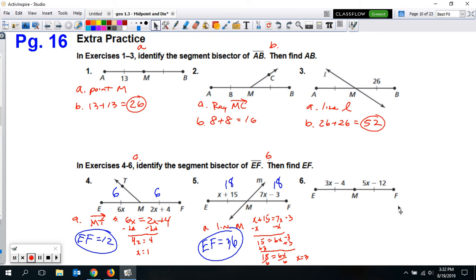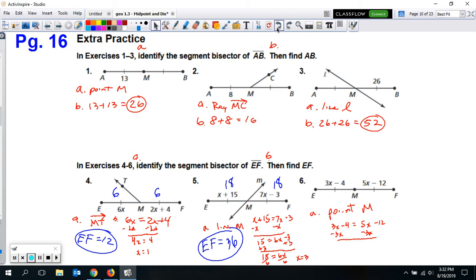Okay, hopefully you finished number 6. For A, it is just the point. Point M is our segment bisector on this one, so it's just the point. And our equation is going to be 3x minus 4 equal to 5x minus 12. So we set that up, and then we start to solve by getting the x's on one side.